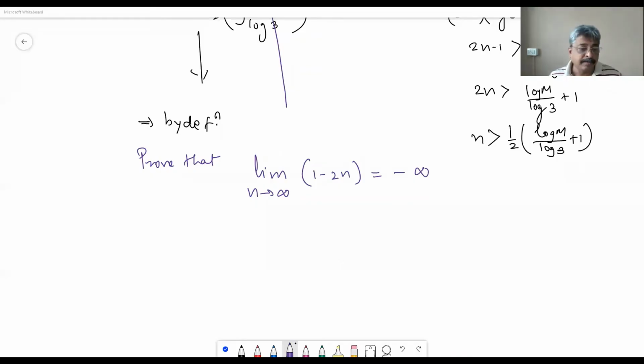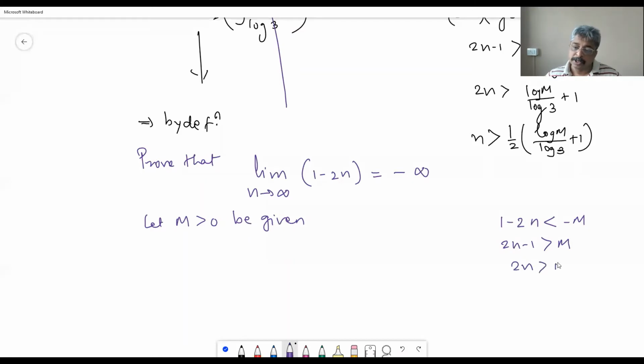Given, let capital M greater than 0 be given. What we need to show is 1 minus 2n is less than the opposite of M. Correct? So 2n minus 1 is greater than M. 2n is greater than M plus 1. n is greater than 1 upon 2 times M plus 1.